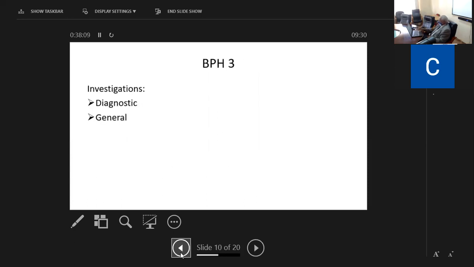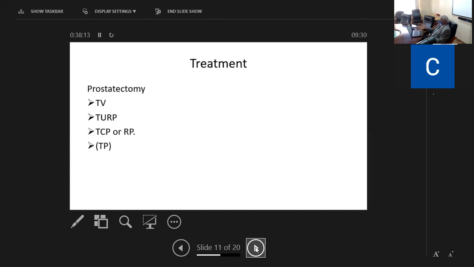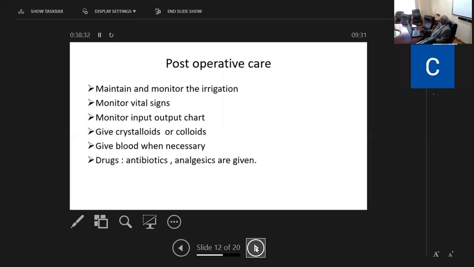Investigation, diagnostic, and general. This you will see in the ward. Treatment, we have already discussed prostatectomy: TURP, transurethral resection of prostate; TCP, meaning transcapsular prostatectomy or retropubic; and the transperineal put in brackets so that you don't take it seriously. Postoperative care: maintain and monitor the irrigation. Monitor vital signs. Of course, during operation, even before operation, you are monitoring vital signs. Monitor the input-output chart, including the irrigation of saline. Give crystalloids and colloids when necessary. If the patient bled a lot during operation, the blood you did grouping and cross-matching for, you will give the patient. Give blood when necessary. Drugs, antibiotics, and analgesics are given.